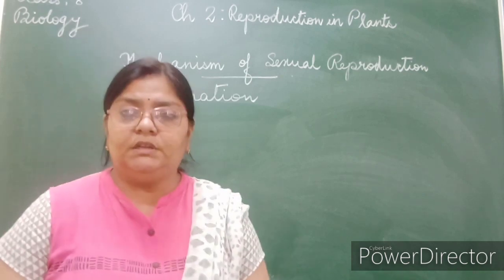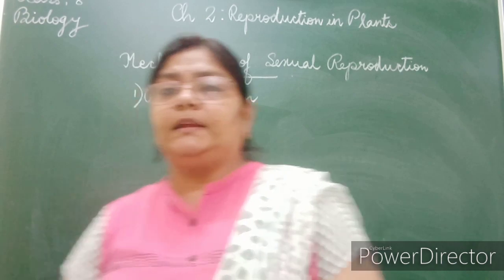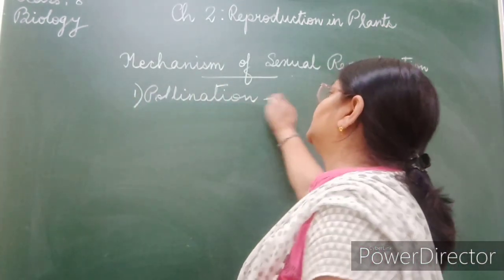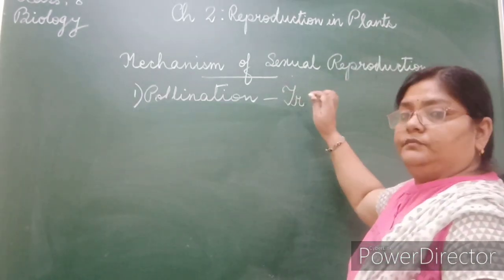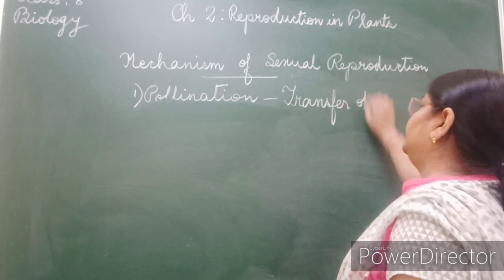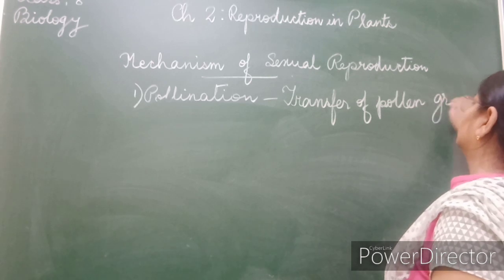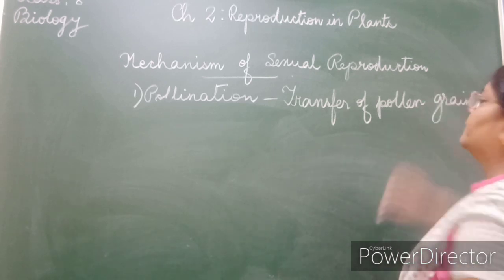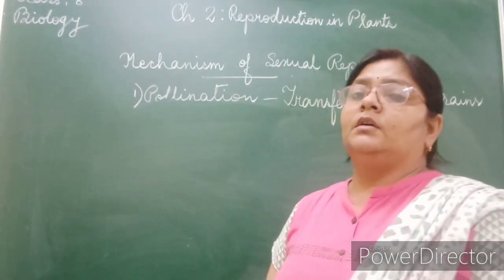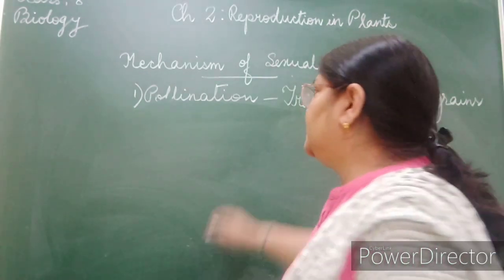Now, starting with the details of the steps of the mechanism of sexual reproduction in plants, pollination is the first step. So what is pollination? It is transfer of pollen grains from the anther to the stigma. Okay. Now this pollination is of two types. So what are the types now?